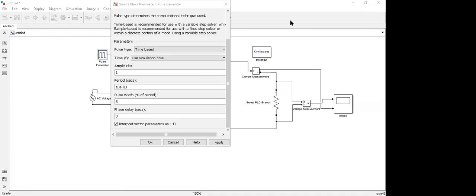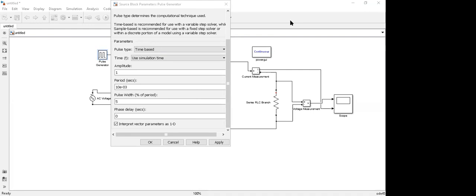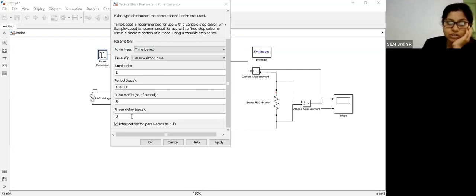Ma'am, 1.6 e to the power minus 3. Yes. So the phase delay for the first thyristor should be 1.6 e to the power minus 3.